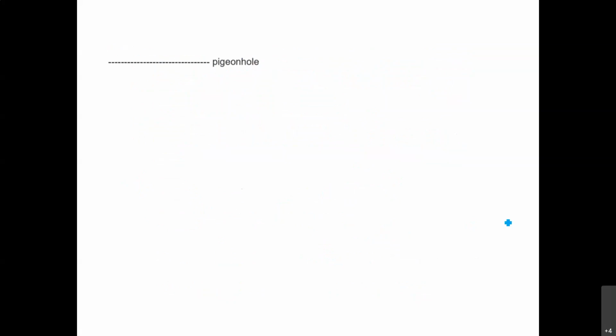Moving on with the pigeonhole. So we mentioned this question way back when we were talking about proofs. Yeah, exactly. We used the answer we obtained from part A and part B.